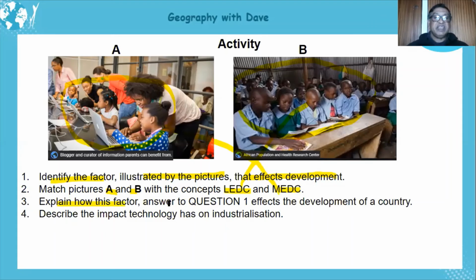Explain how this factor in question 1 affects the development of a country. Now you've studied that. Remember, it can be both ways, positive and negative. Good quality education will result in more skills for the people. They will be designing more, they will be more productive. Not that they're more intelligent than the other, but they'll have the skills. Production will increase, more development, the quality of life will be better.